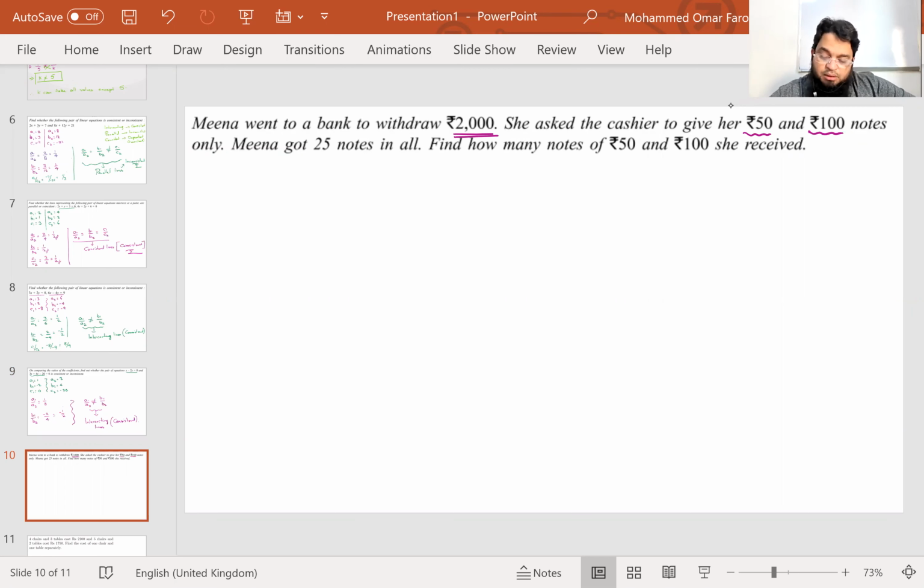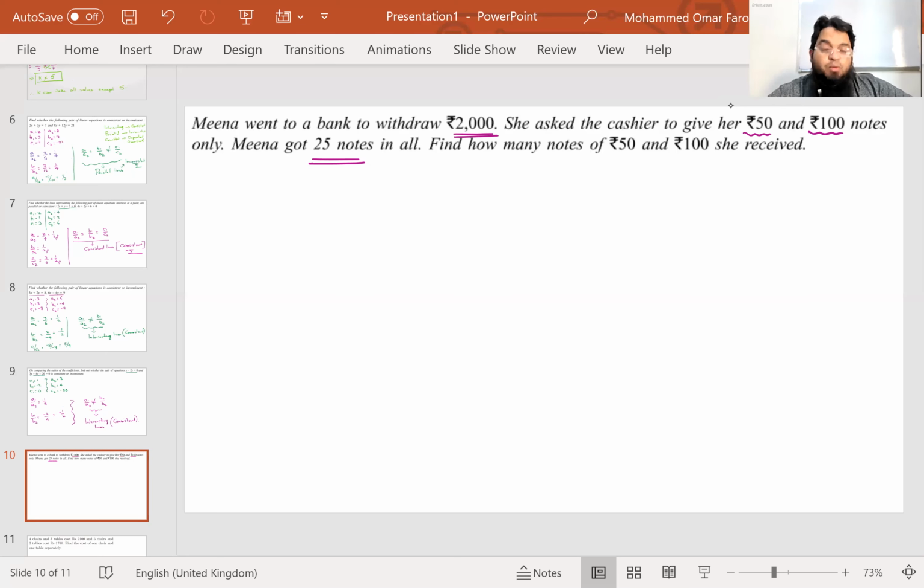So Meena got 25 notes in all. It is to be noted. Find how many notes of rupees 50 and rupees 100 she received. See, for example, if you are taking 100 rupees, you can take it as 10 notes of rupees 10, or 2 notes of rupees 50, or 1 note of 100 rupees, or even 5 notes of 20, and so on. Understood, my dear students?